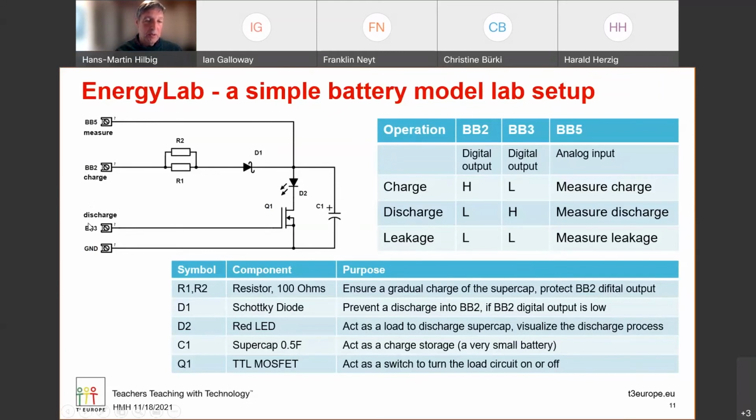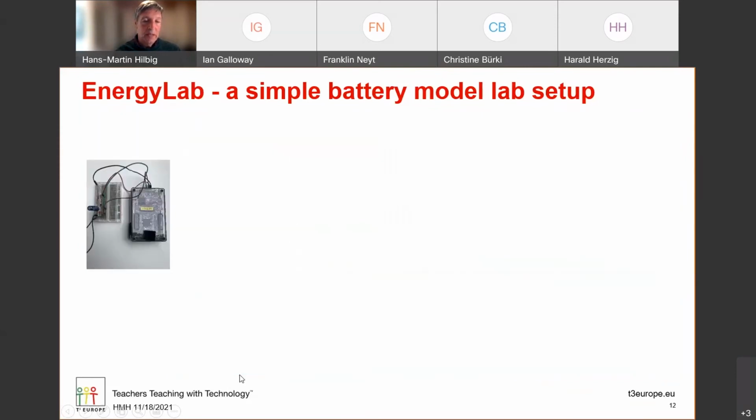And when I switch BB3 high, then I'm in a discharge cycle, right? So the FET switch turns on, which allows current to flow through the LED that I've used here from the capacitor, and so I'm draining the capacitor by illuminating my LED. Okay, and here you see the piece parts. Don't want to get into detail here. And this is basically the lab setup, or the energy lab, that's how I called it.